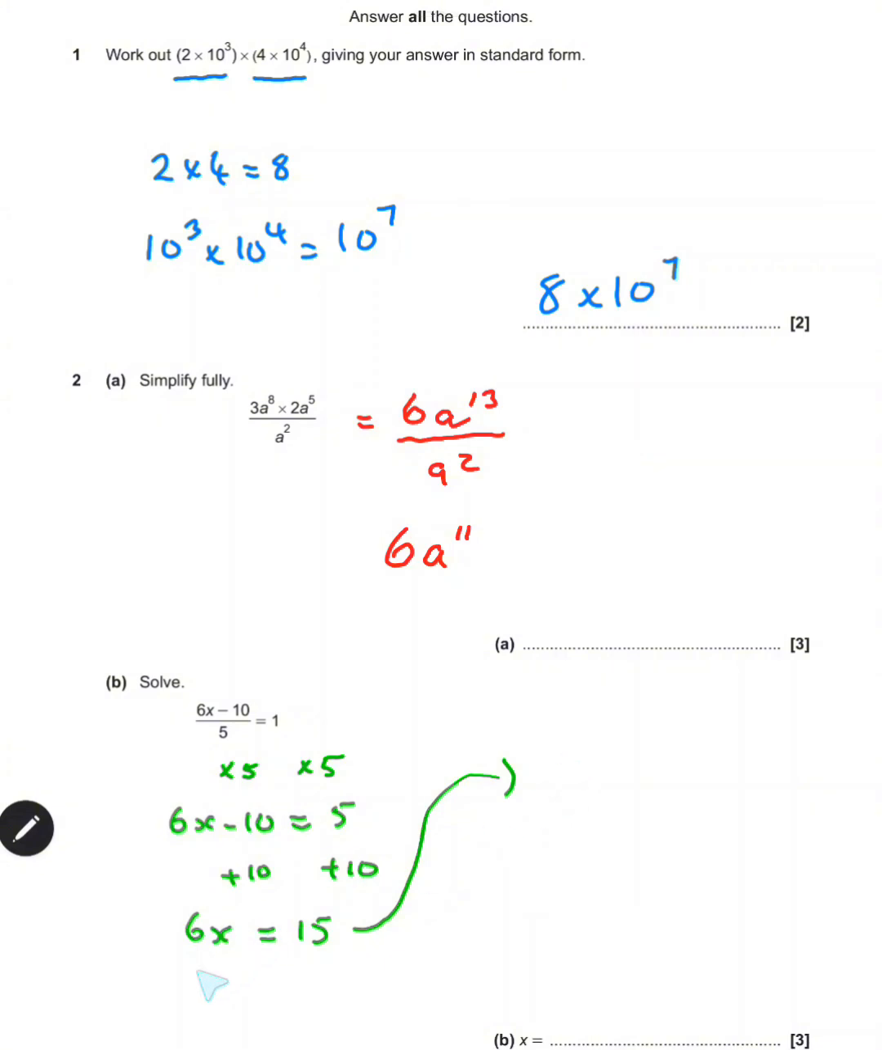Final step is to divide both sides by 6. And what we're left with is a single x. 15 divided by 6, you get away with leaving that as 15 over 6. No need to do any more, that would be full marks. If you must, you could simplify this, divide by 3, divide by 3. You'd have 5 over 2, but I'm not going to bother going to a decimal. There's no need for full marks for that.